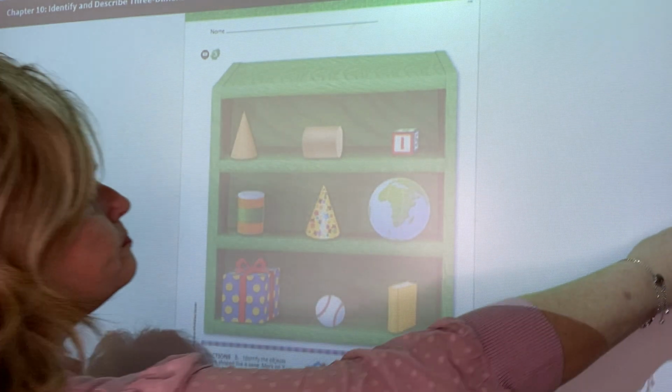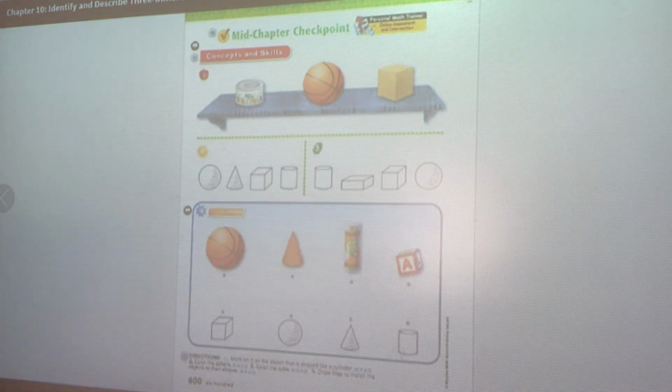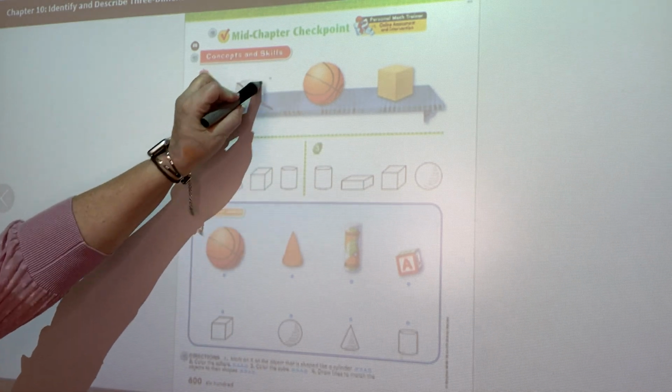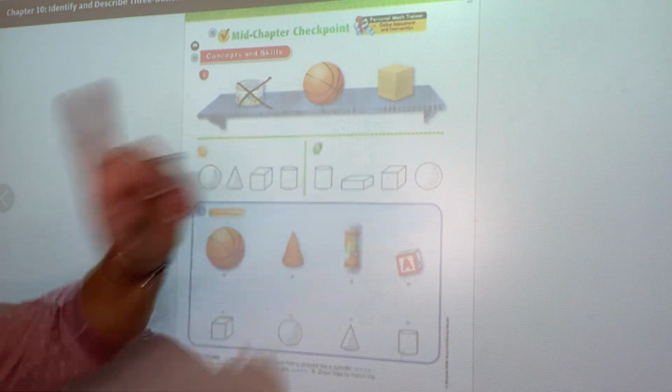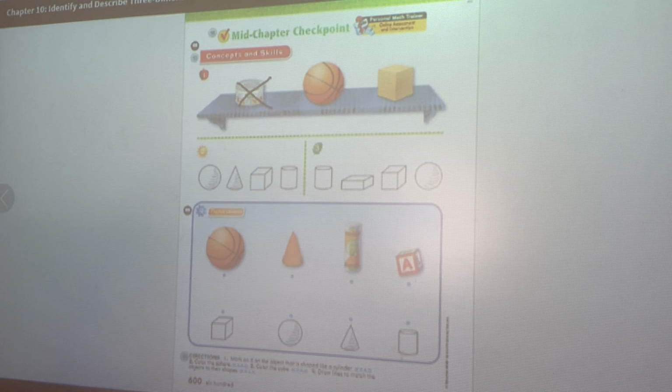All right, and on this very last page, I would like you to find which one of those is a cylinder. We're halfway through our chapter checkup. Which one of those is a cylinder? Okay, right here, the little short tuna can. So let's go ahead and put an X on that cylinder. What would a basketball be? It would be a sphere. And what would that last one be? It would be a cube.